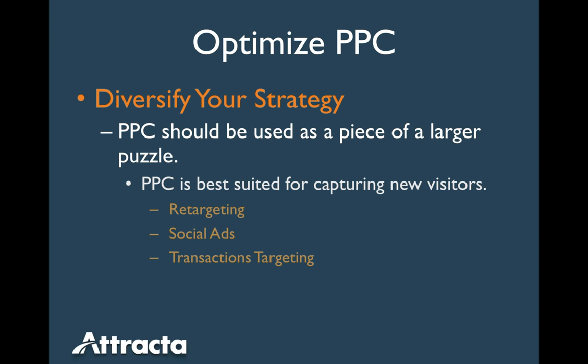So, diversification of your strategy, and how does that link into the optimization of your PPC? It's part of a much bigger puzzle. So you've got your paid search campaigns, but you've got other things like retargeting. You've got social ads. You can display your ads on Facebook and various other social networks, and also think about remarketing for search, which is really targeting transactional type businesses, and how you actually optimize your PPC campaigns for that. In other words, where have people been on your site previously, and where they go in the future?